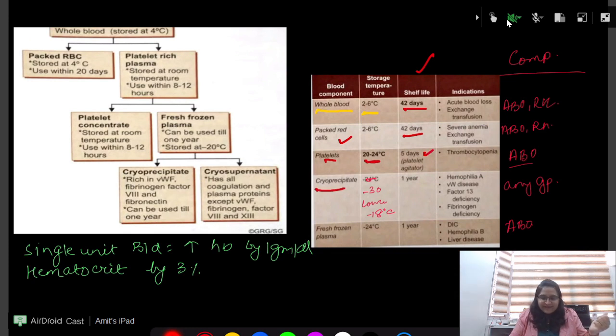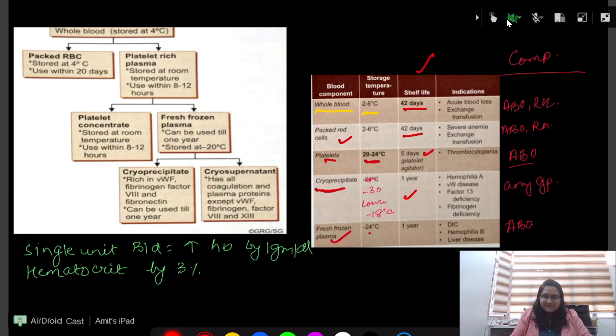Right, cryoprecipitate is stored at -30 or lower. Right, even -18 degrees C. Shelf life is 1 year, and cryoprecipitate, we all know, is a rich source of factor 8 and von Willebrand factor. So we use it in hemophilia A, we use it in von Willebrand disease, we use it in factor 13 deficiency, we use it in fibrinogen deficiency.